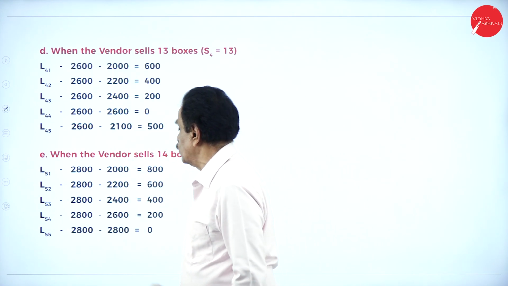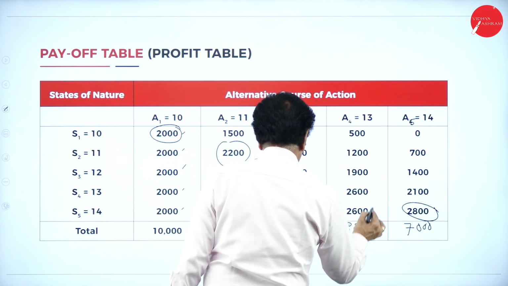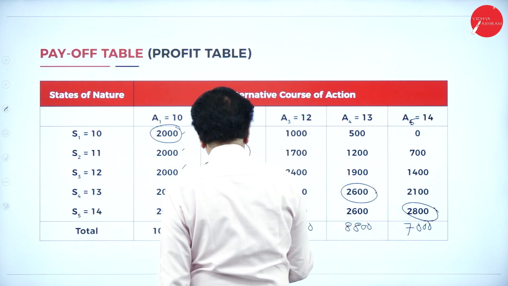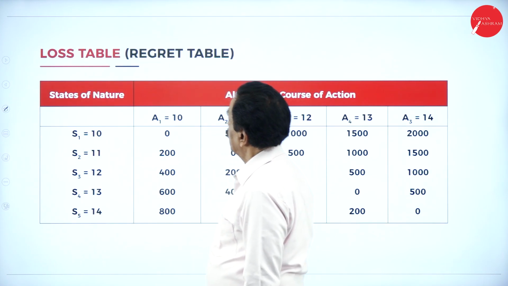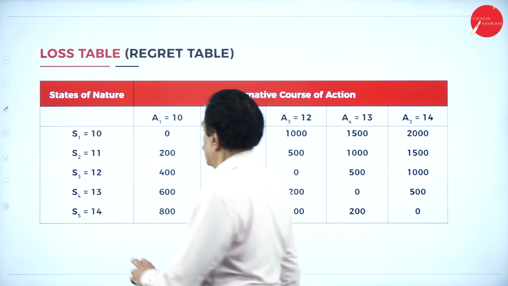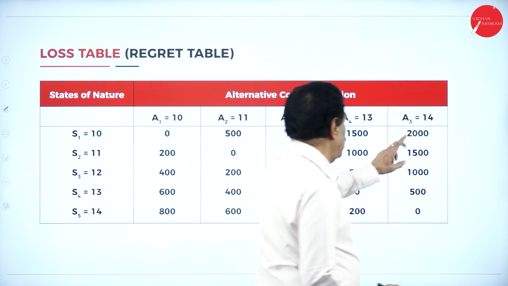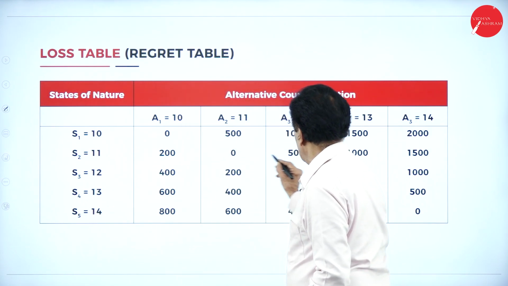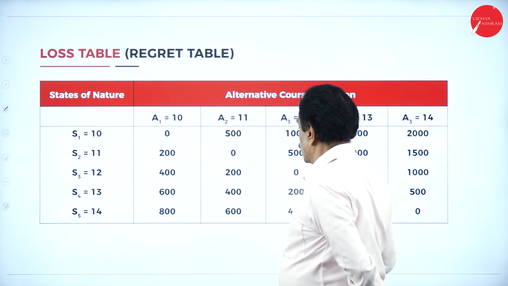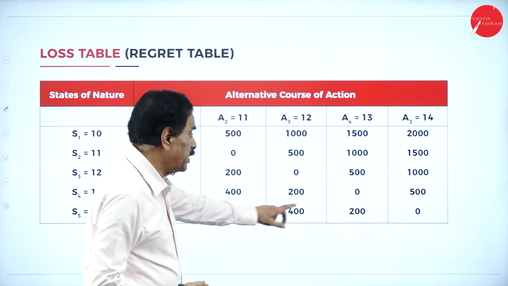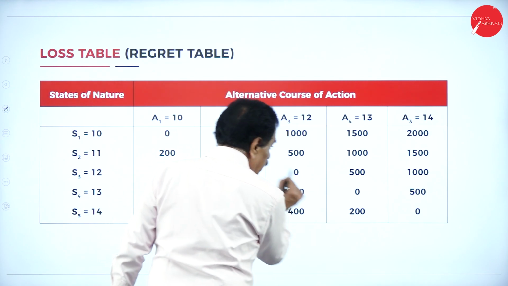Then for 14, the highest is 2,800. See that? Here 2,600, here 2,400. Once you have done the table, for S1: highest is 0, then deduct 500, 1,000, 1,500, 2,000. Second: 200, 0, 500, 1,000, 1,500. Then 400, 200, 0, 500, 1,000. Then 600, 400, 200, 0, 500. Then 800, 600, 400, 0. So this is the way they have got.